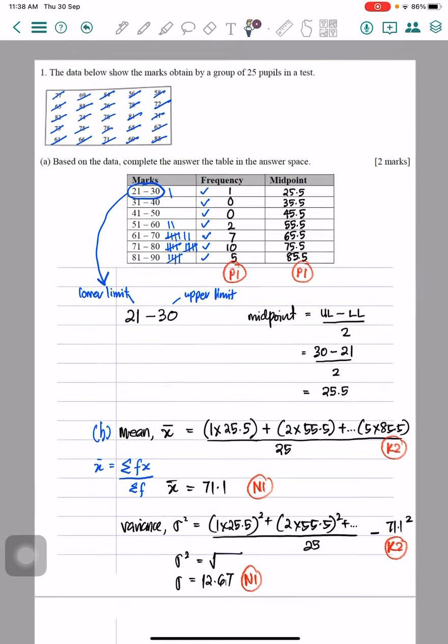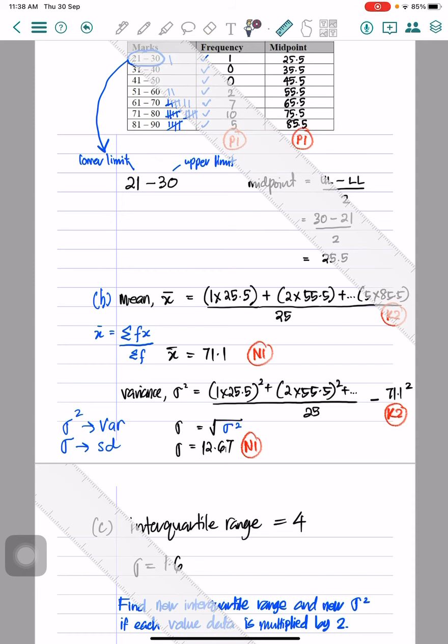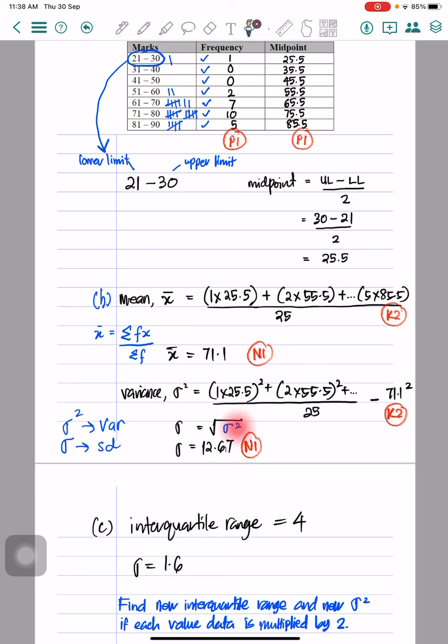And then calculate the standard deviation. This is standard deviation, and this one is variance. How to calculate the variance and how to calculate the standard deviation? You can use your formula for variance and then take the square root of your variance to get your standard deviation. So how to calculate the variance?